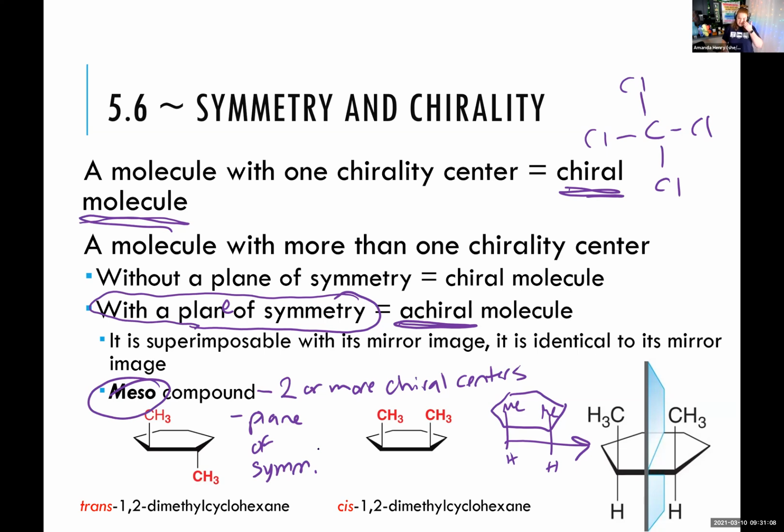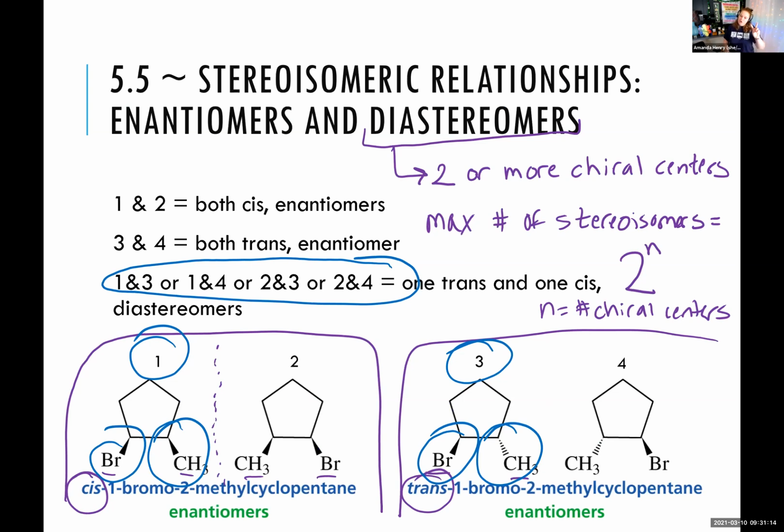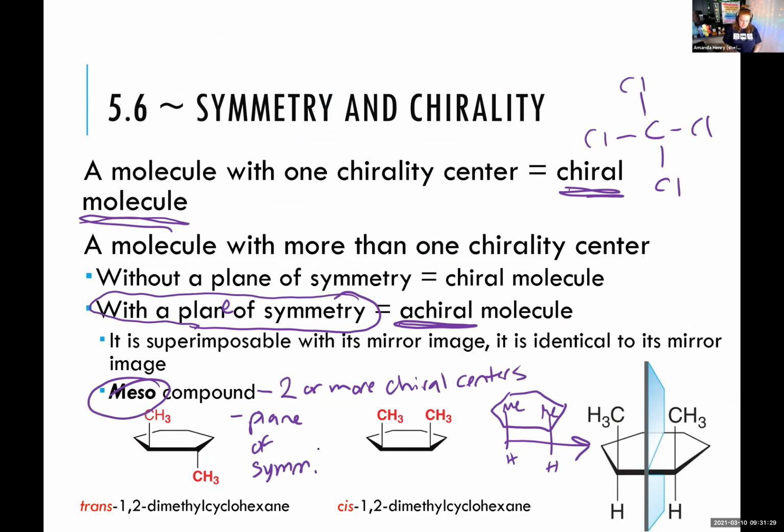So notice in the last couple examples we used, I had a chlorine and a bromine. This one had a bromine and a methyl. Those two substituents are different from each other. If they were both bromines or both chlorines, then we would have a meso stereoisomer. So for this one, instead of having 2 to the power of n, instead of having 4 stereoisomers, it's only going to have 3. It's going to have the cis, and both versions of the trans. Well, I'll just draw the other one here.